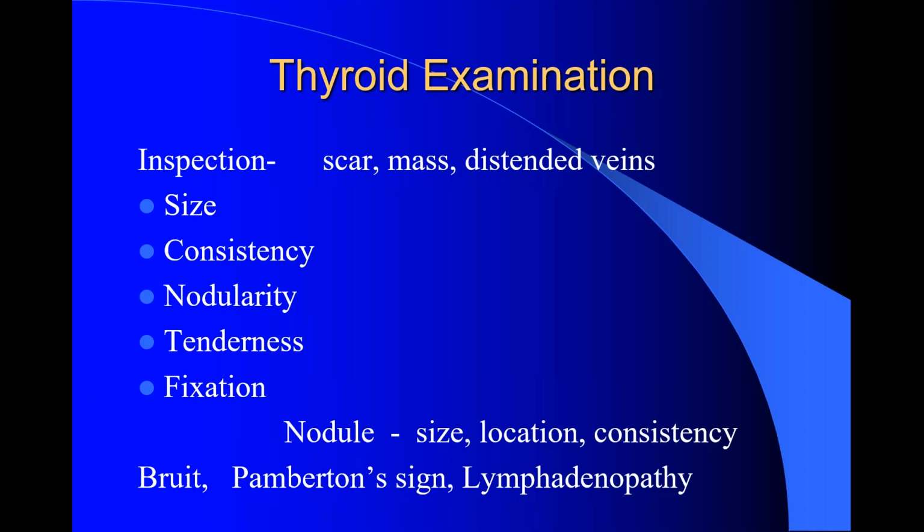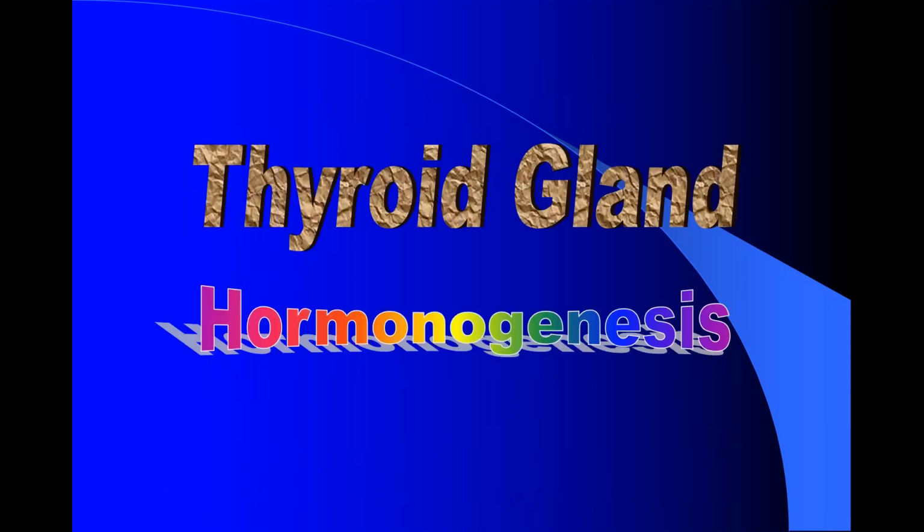Then if a nodule is present, one or multiple, you have to look for the size, number and location of the nodule, and consider on which side the nodule is there. And then you can look for bruit. I have told you it has to be heard in the lateral side of the lobes. Pemberton's sign I have already described, and the examination is not complete without examining for lymphadenopathy, giving special attention to the supraclavicular and cervical lymph nodes. So in thyroid examination, these points we have to cover.